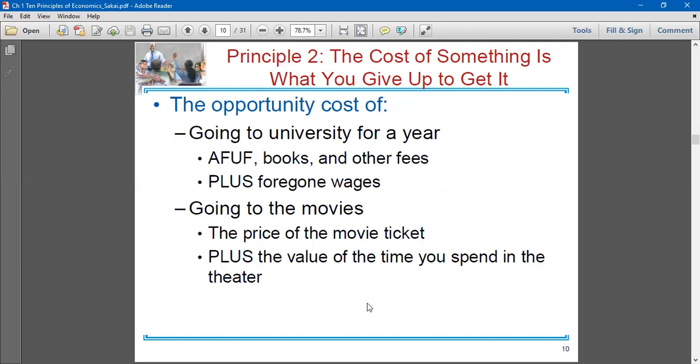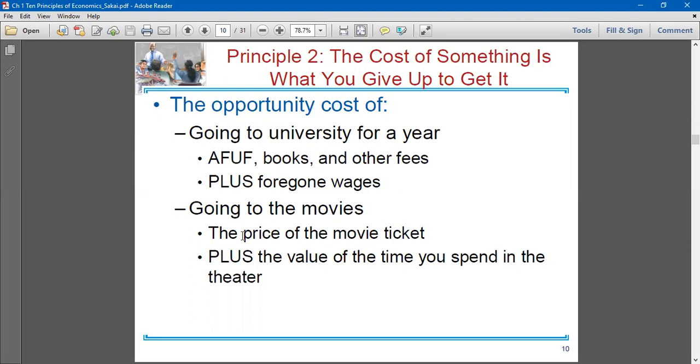So let's look at examples of opportunity cost. When you are going to the university, you incur monetary cost: the application form, the books you buy, the fees you pay. All those things are monetary cost. And then the opportunity cost: maybe you could have been working and earning some wages, but you have to sacrifice that wage and go to school. So that forgone wage is the opportunity cost of you going to the university.